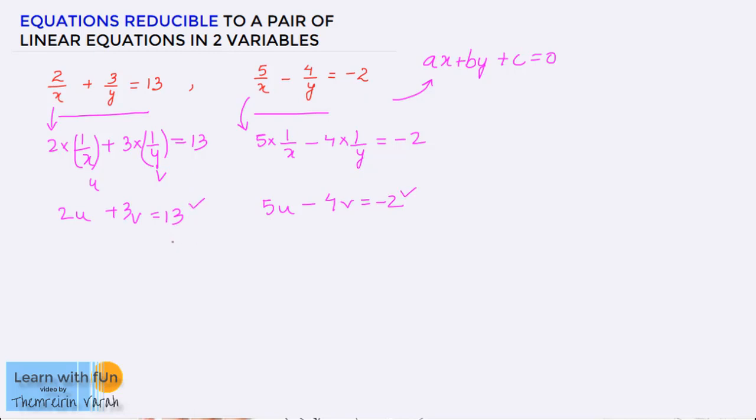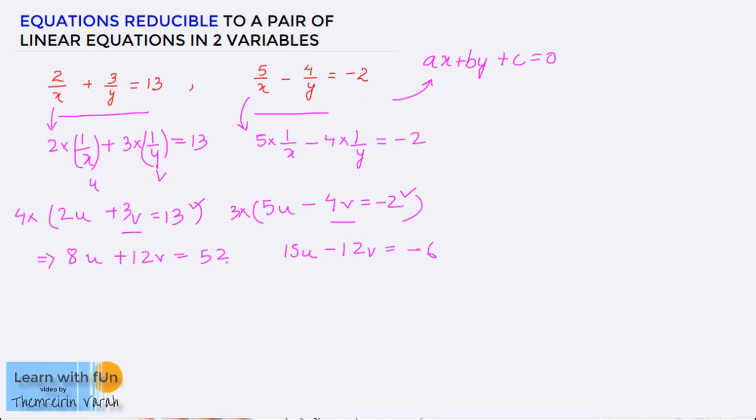Our equations are now linear equations in two variables. Now we solve for the values of u and v using the elimination method, making the coefficients of v equal. Multiply the first equation by 4 and the second equation by 3. The first equation becomes 8u plus 12v equals 4 times 13, which is 52. The second equation becomes 15u minus 12v is equal to 3 times minus 2, which is minus 6.